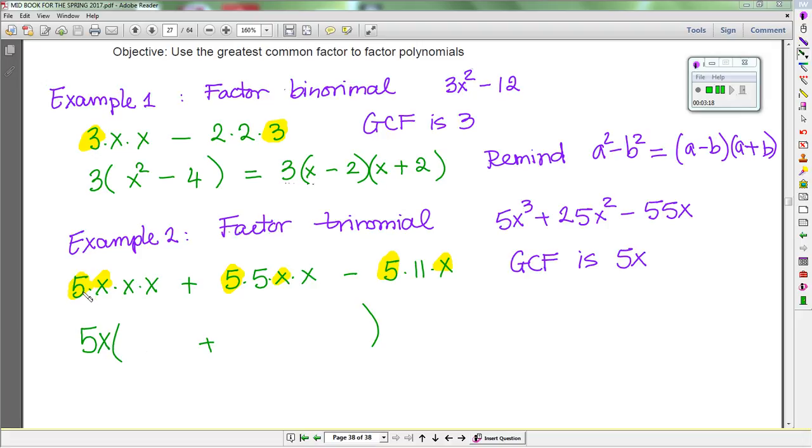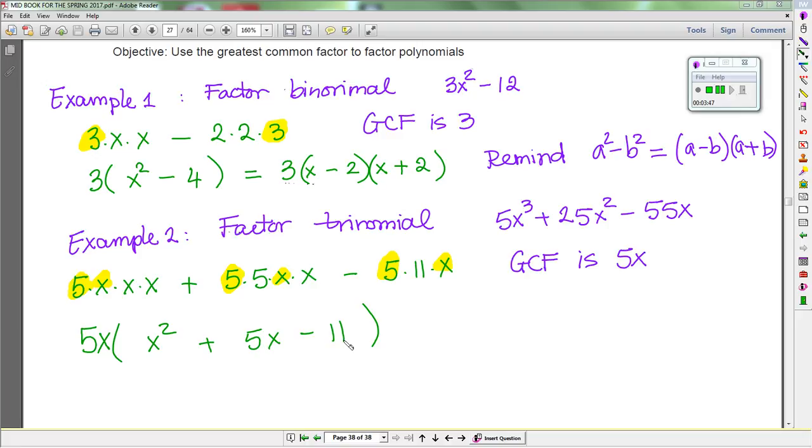Look here, 5 times x times x times x. If you take the 5x out, you're left with x squared. Move on to the next one. If you take the 5x out, you're left with 5x. And look at the last term. If you take the 5x out, you're left with negative 11. Now inside the parentheses you have 3 terms: x squared plus 5x minus 11.